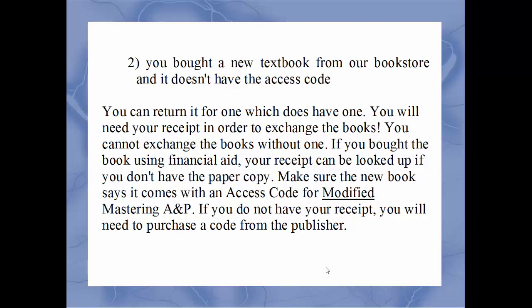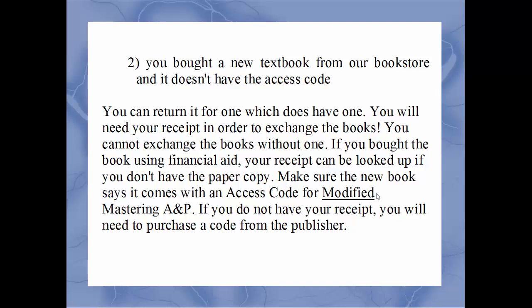All right, second, this is the one that's the most involved. If you bought a brand new textbook from the bookstore and it doesn't have the access code, you can return it for one that does have the code. But you must have the receipt in order to exchange the books, because you cannot exchange the books without one. If you bought the book using your financial aid, your receipt can be looked up through a database, even if you don't have your paper receipt. Make sure that when you're getting the new book, it says Modified Mastering A&P. If it doesn't have the word modified in it, then you're getting something different. So you must be using Modified Mastering A&P.